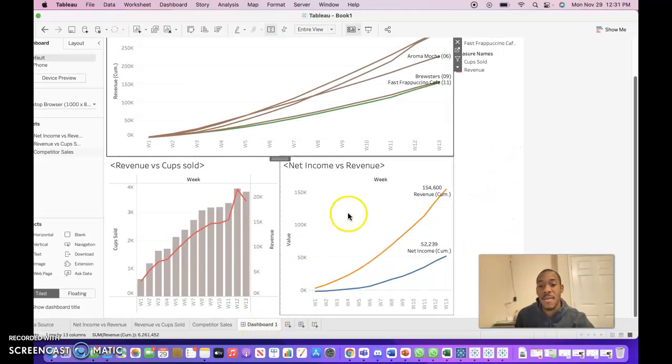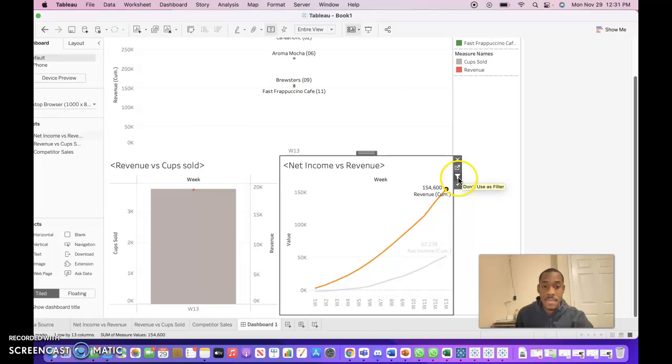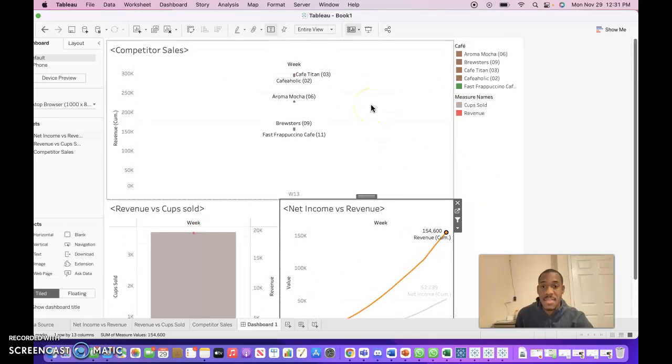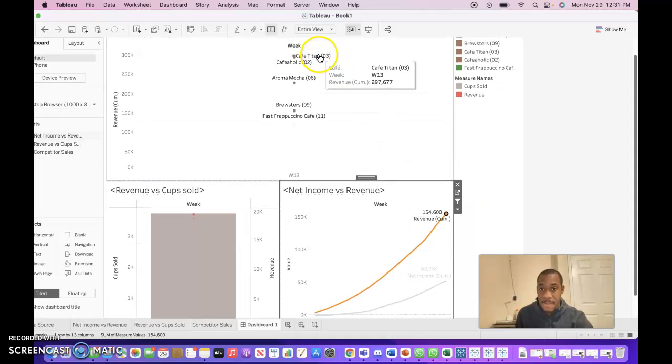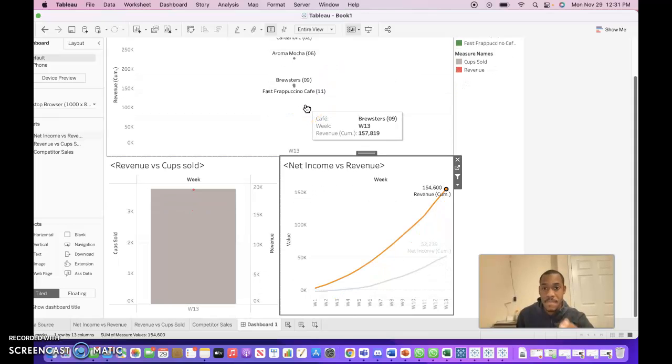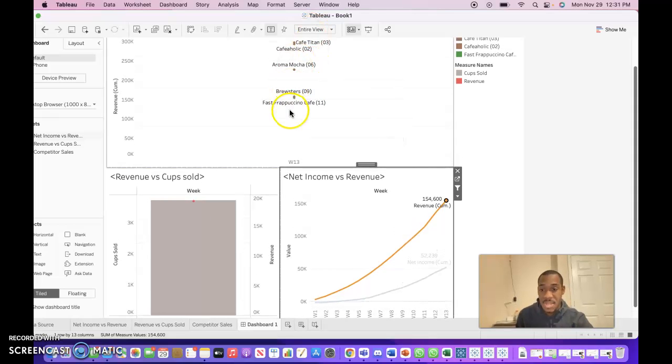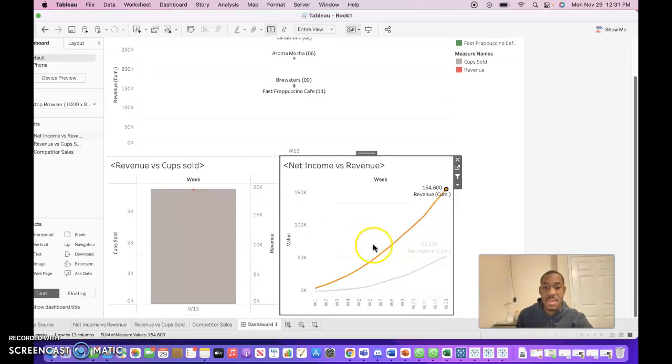And we can see here by all the graphs, that if we click here, everything changes. We can see that Cafe Titan, they went up. That was their revenue at week 13, which was a lot higher than ours. And you can see different revenue for the different businesses. Everything will change. The week and the amount of cups, every cup sold, week 13, everything will change.